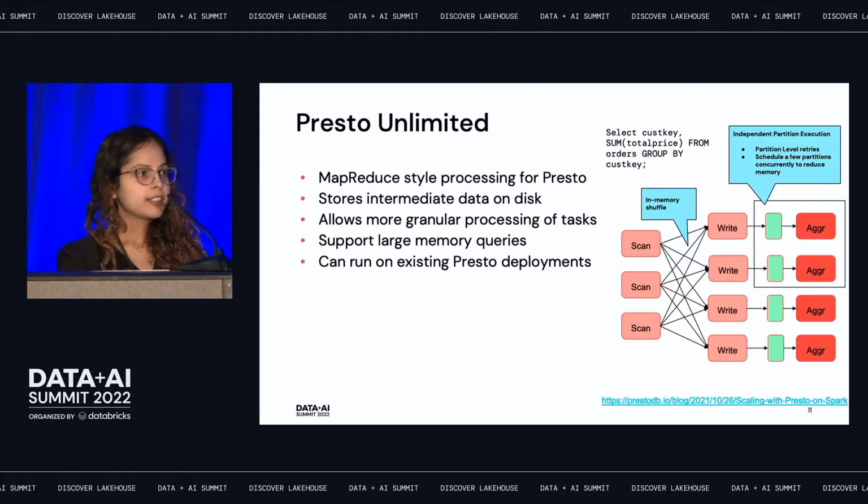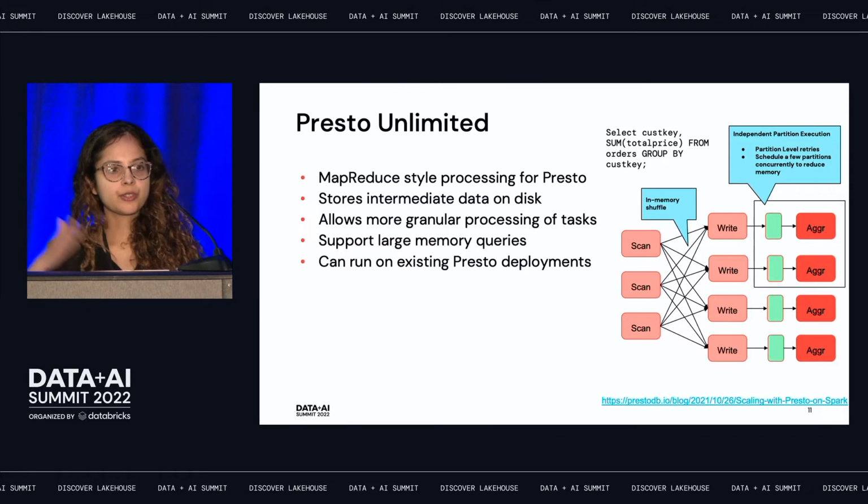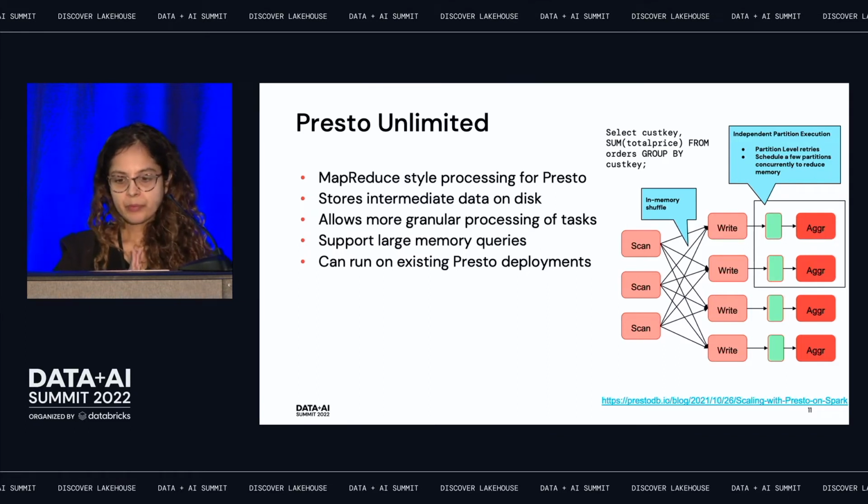And also because your intermediate data is persisted, if there are task failures somewhere later in the stage, you can always retry. So this brings more reliability in the execution of queries, and you can scale large memory queries, and Presto Unlimited can run on existing Presto deployments.